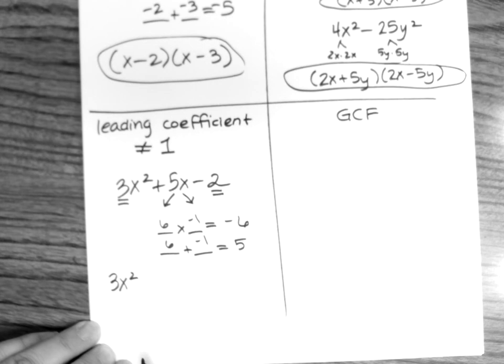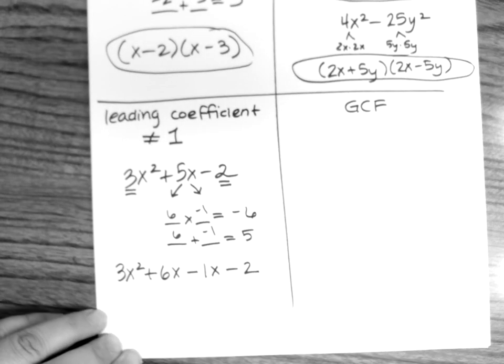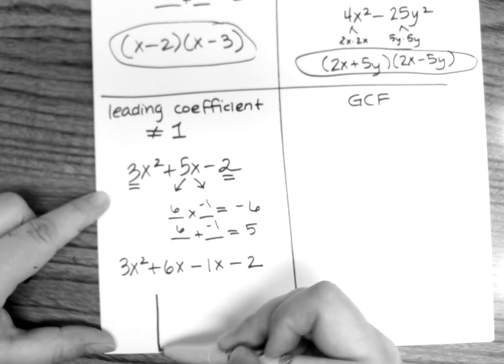It still needs the x because it's still the b term. First term stays the same, +6x, -1x. Last term stays the same. The order doesn't matter when you split that middle term. I could have put -1x plus 6x. That's fine.